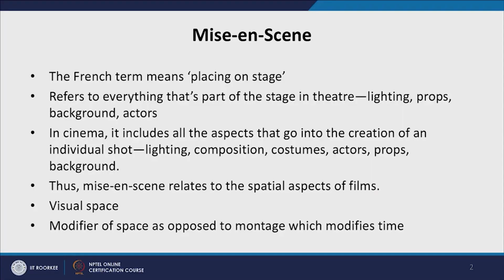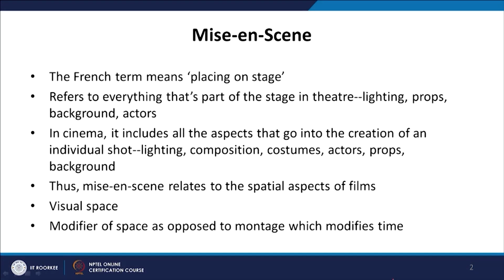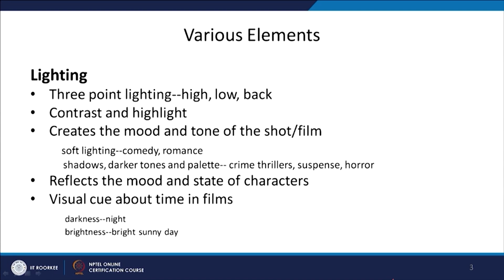So, let us say that the lighting, composition, the costumes of the actors themselves, their get-ups, the props and the backgrounds which are used to create a particular shot come under the discussion of this term mise-en-scene. So, it relates in a way to the spatial aspects of the film. It helps us to understand the visual space, and whereas the montage is a modifier of the time, we find that mise-en-scene is a modifier of space.